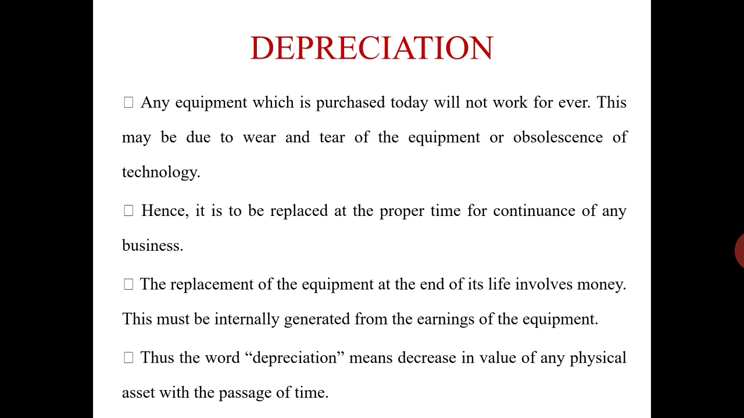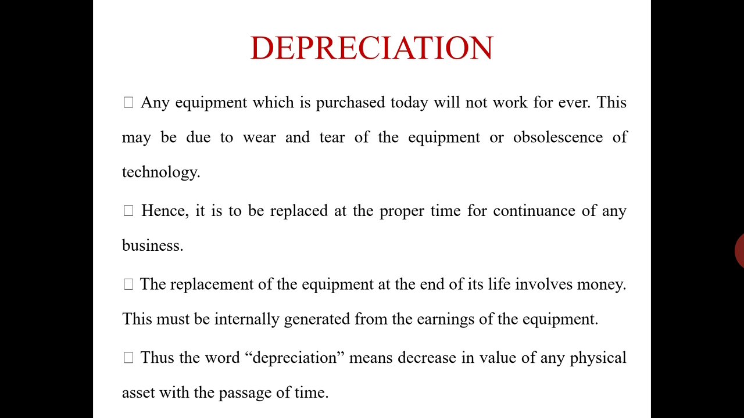And third, the replacement of the equipment at the end of its life involves money. This must be internally generated from the earnings of the equipment. Now, if the industry plans to replace the manually operated machine with a CNC machine, the industry should first sell the manually operated machines. The earning of the company depends on the sales of the manually operated machines.